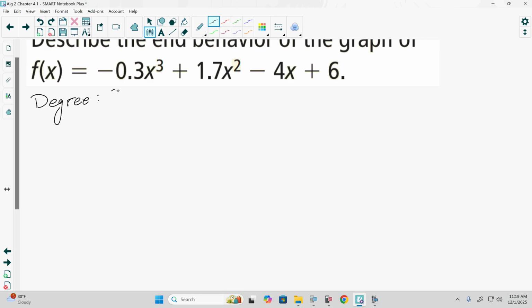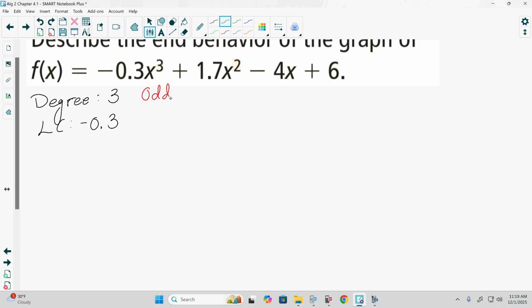Degree. So degree is the variable with the biggest exponent. X to the third is our biggest exponent, so the degree is 3. Leading coefficient is the number in front of the variable with the biggest exponent, so negative 0.3.